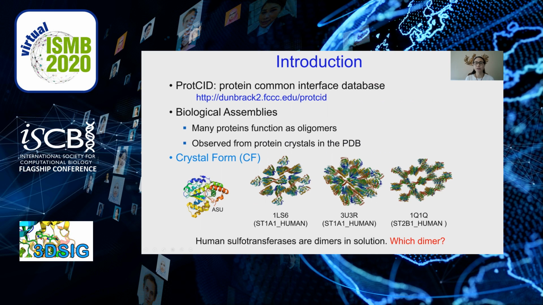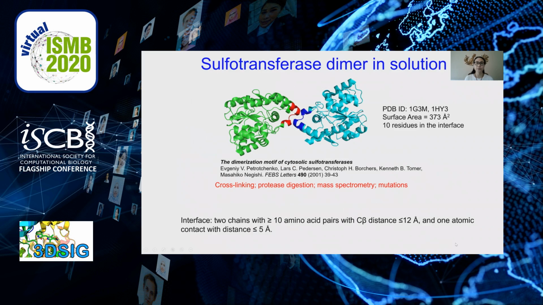There are many interfaces in these crystal structures. So which one is the correct one? Another group used various experiments to discover that this small dimer is the sulfotransferase dimer in solution. The interface contains only 10 residue pairs.